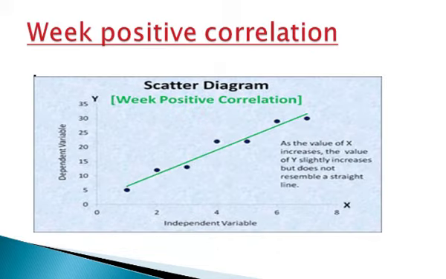Weak positive correlation. There is a direction to the way the points are lying. They are not tightly packed around the line of best fit. As the values of x increase, the values of y slightly increase but does not resemble a straight line.